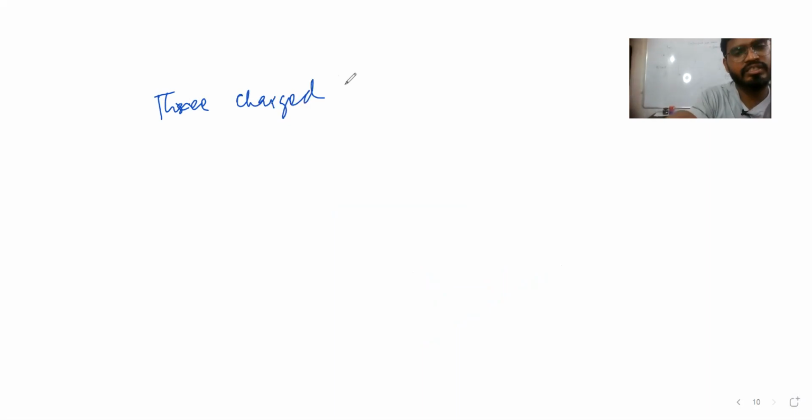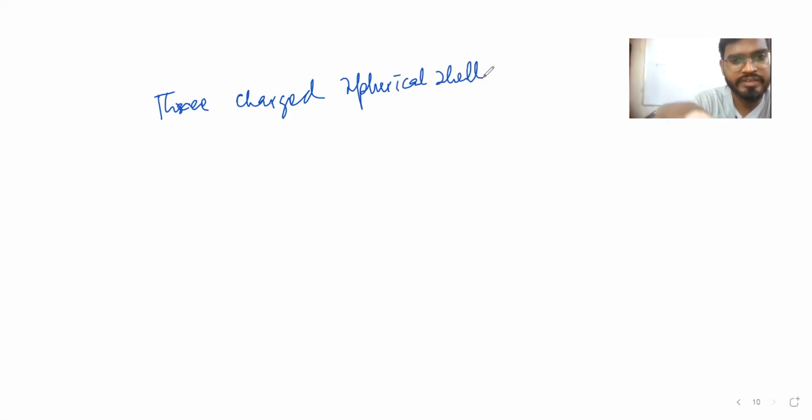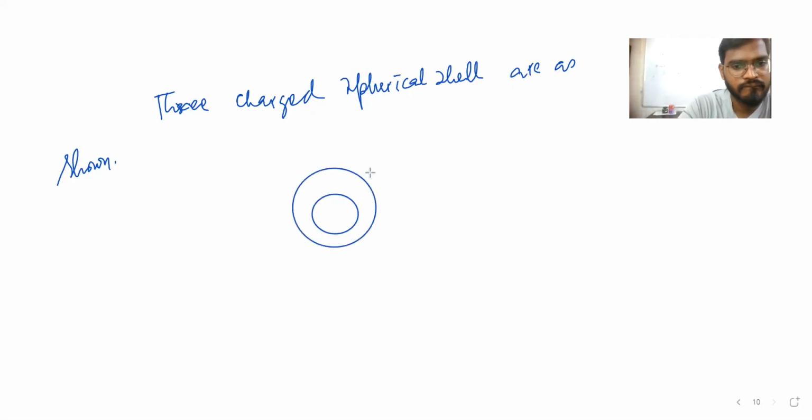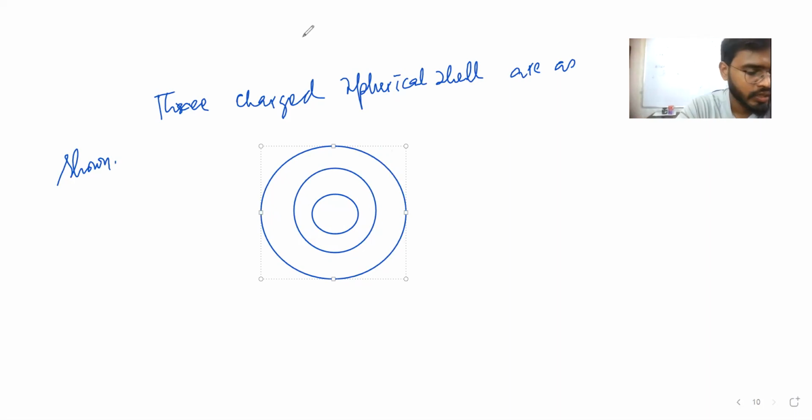Now we are going to do a few numericals. Let's see one numerical. Write the question. 3 charged spherical shells are as shown. So let's see, this is radius RA, RB, RC. Center is O here.